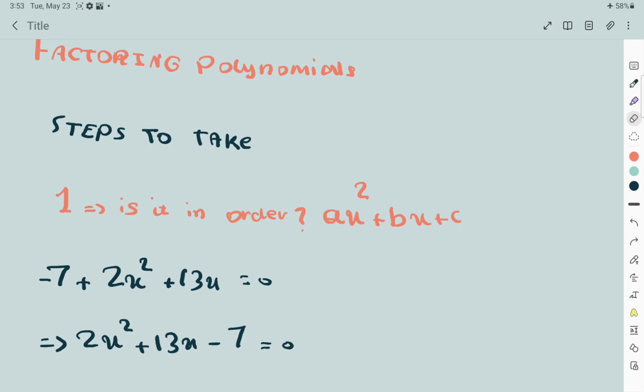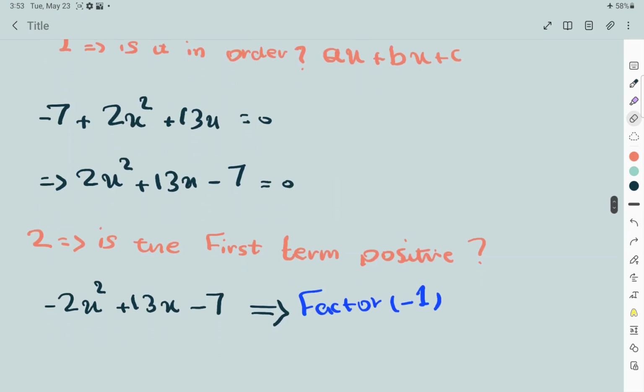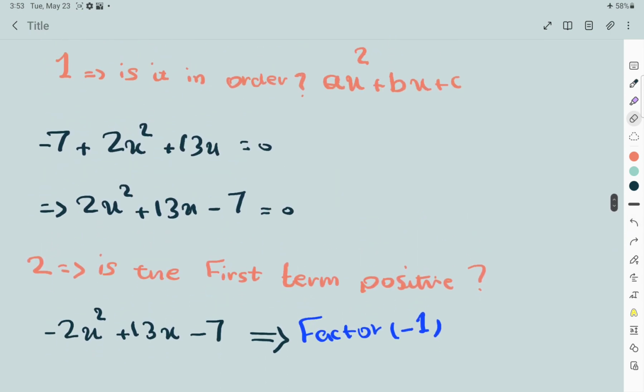The second step you need to check and memorize is that your first term must be positive. So first you check if it is in order. Second, you check if your first term is positive or not. There's nothing to be worried about. You just do these steps in order to make everything way easier for yourself.